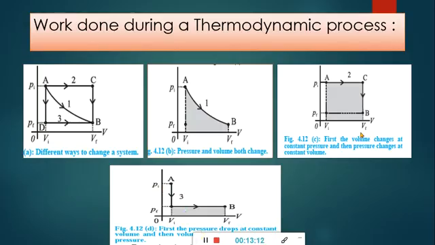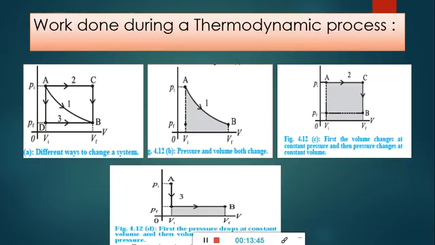Here pressure and volume both change. In the first case, the volume changes at constant pressure and then the pressure changes at constant volume. And in the other, the pressure drops at constant volume and the volume changes at constant pressure. So here this is the shaded area, the work done, this is the shaded area, the work done, and this one is the shaded area, the work done. So in all these three cases, the amount of work done is not the same.